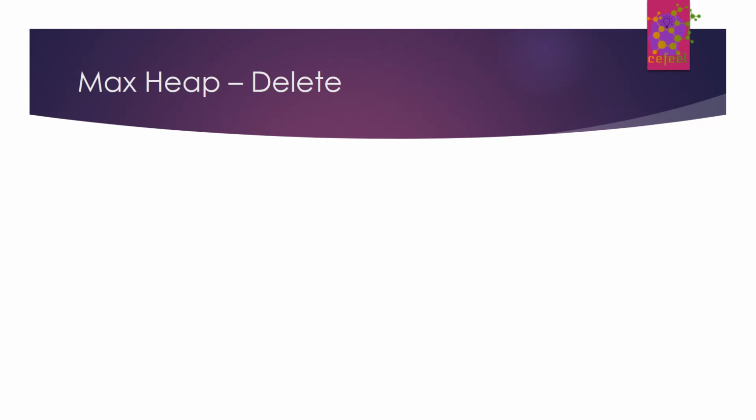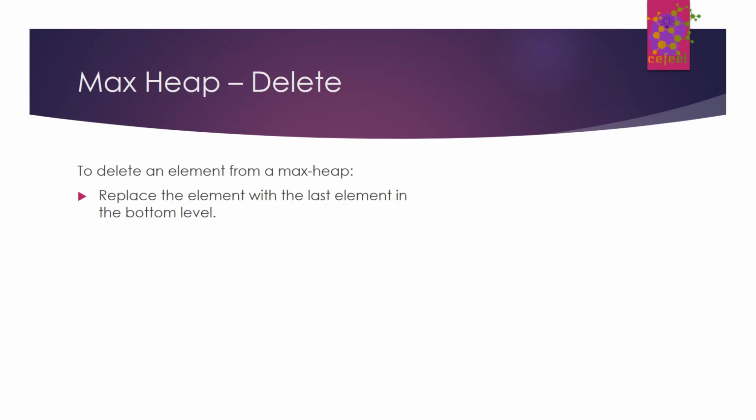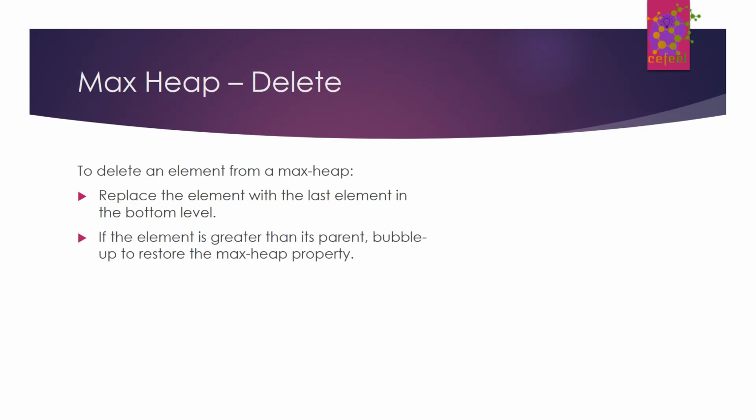Now the delete operation is probably the most complex operation, but it uses a combination of bubble up or bubble down. So to delete an element of the array, the step is to just replace the element with the last element in the bottom level, the same way we did for the extract max. Now, because some element has been replaced, we need to reorder the heap or restore its property.